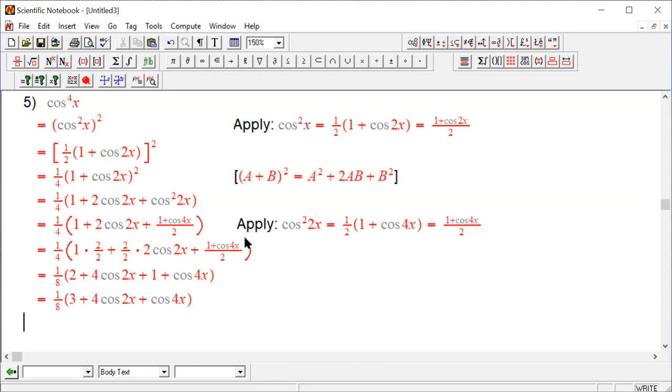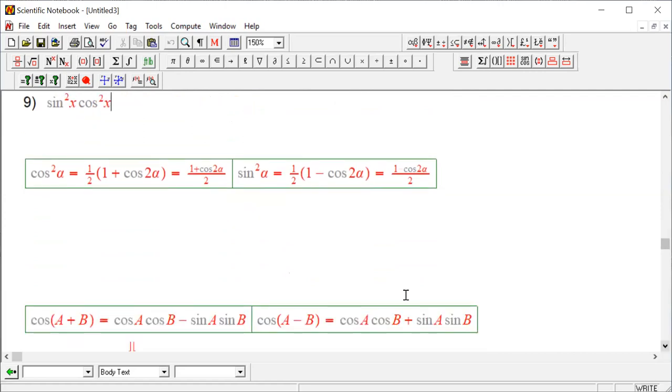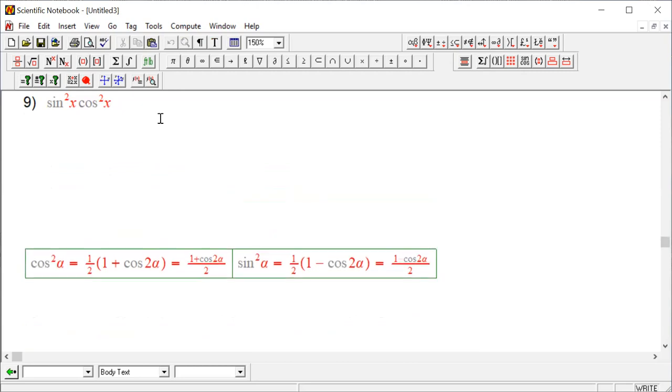Okay, so let's look at another example. This one, number 9, we have sine squared of x multiplied by cosine squared of x. There are certainly multiple ways to do it. If we keep using these two formulas, we can certainly do that.